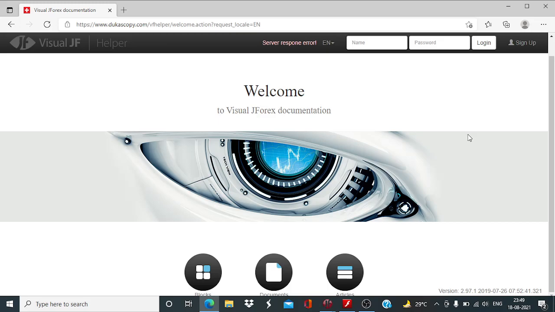Myself, Vaibhav. In today's session of Visual JForex, we will be starting to work with the new indicator named HT Trendline. This is a shortened version of the full name, the Hilbert Transform Trendline. This was developed by John Ehlers, the well-known trader, who has also developed many other indicators. This indicator gives us the idea of the direction of the movement as well as the strength of the movement.